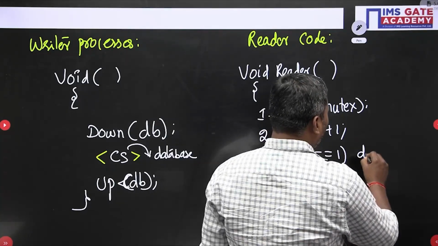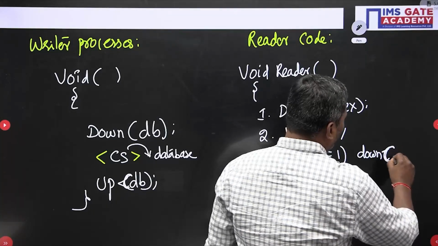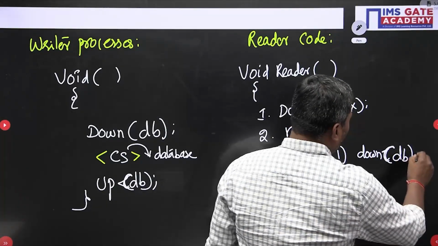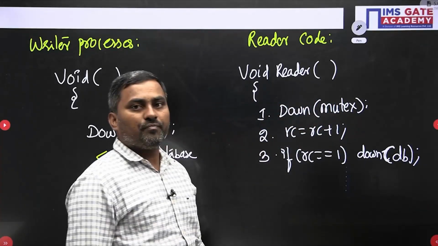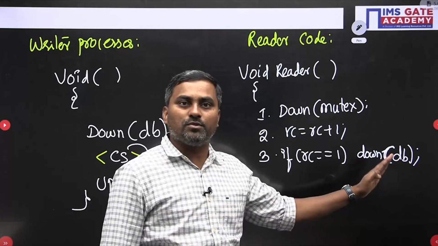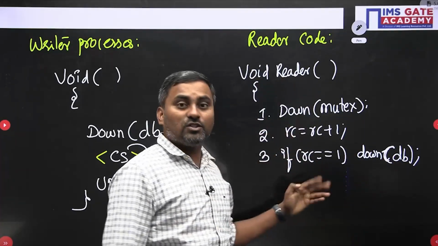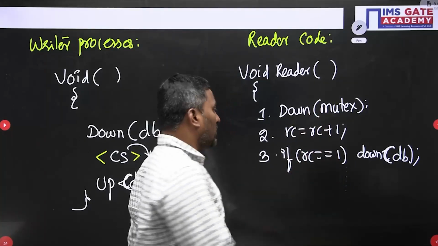So I am performing down on dB. Suppose I made down on dB equal to 1, assumption: down is successful. So no writer will come. Then should I allow the readers or not? Then I should allow the readers.